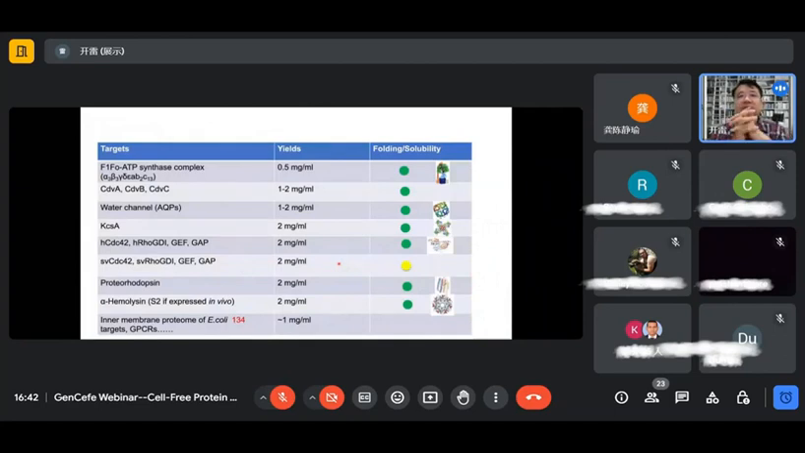And of course, in summary, this is a short list of what we have done in the past years to successfully achieve, via cell-free systems, a list of membrane proteins that we investigated. These range from channel proteins, water channels, ion channels, to complexes such as ATP synthase, and also endotoxins like hemolysin, and of course G protein coupled receptors.